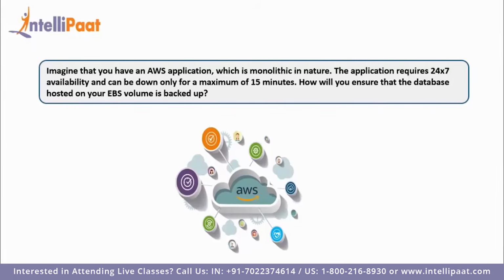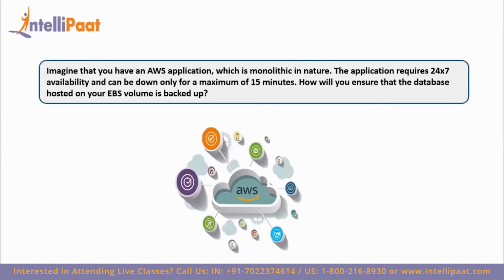Alright, so imagine that you have an AWS application which is monolithic in nature. Monolithic applications are basically those which have the whole code base in one single computer, right? So if that is the kind of application you're dealing with, it's called a monolithic application. Now this application requires 24/7 availability and can only be down for a maximum of 15 minutes. If your application had not been monolithic, I would say that there would be no downtime. But since it's a monolithic application, the question has mentioned there is an expected downtime of say 15 minutes.